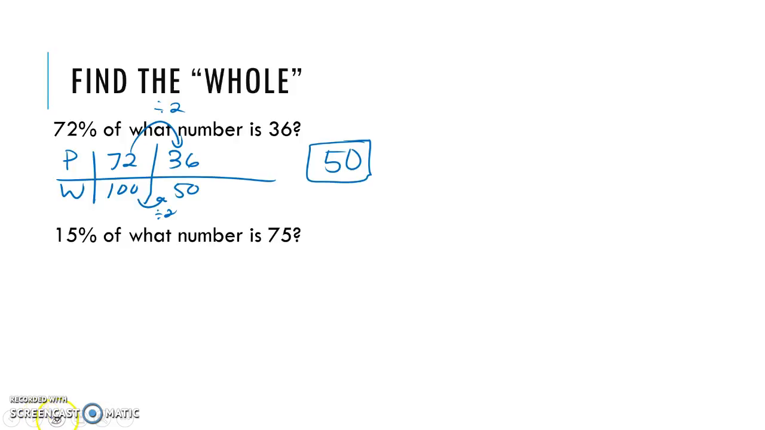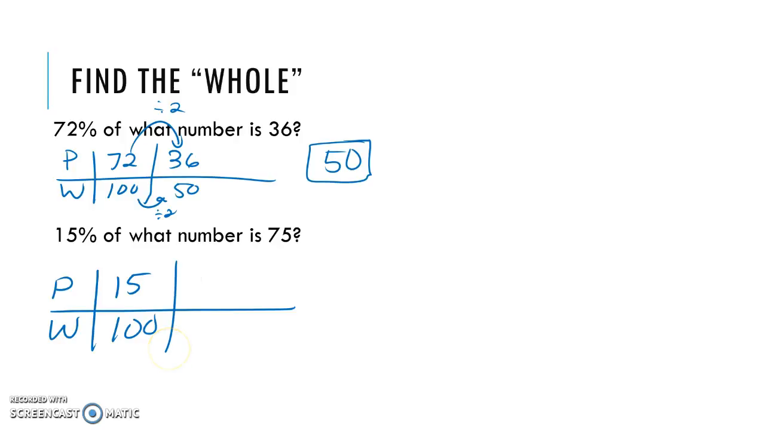Last problem, 15% of what number is 75? So this is our part, this is our whole. 15% is the same as 15 over 100. And again, we actually can get from 15 to 75 in one step. So if we have to think about 15 multiplied by what number is going to give us 75, which in this case is 5. So 100 multiplied by 5 gives me 500. So my answer is 500.